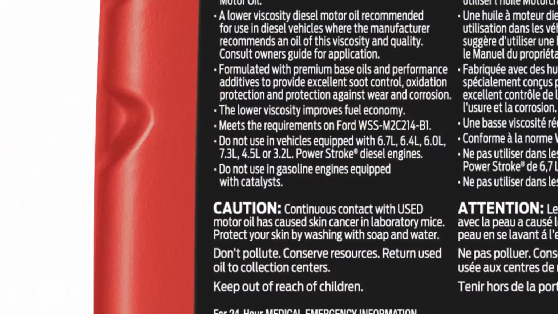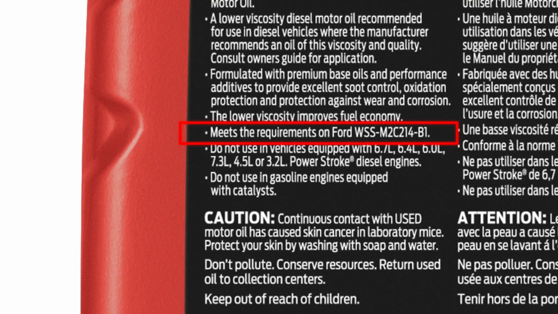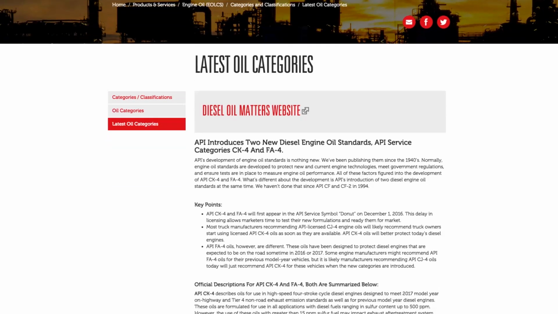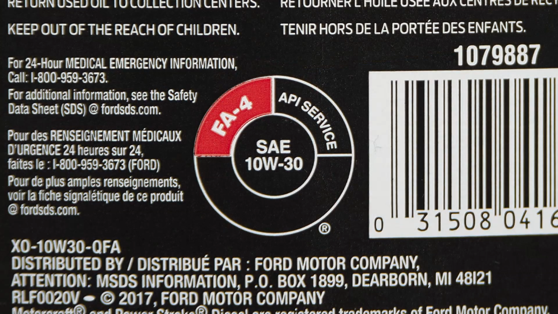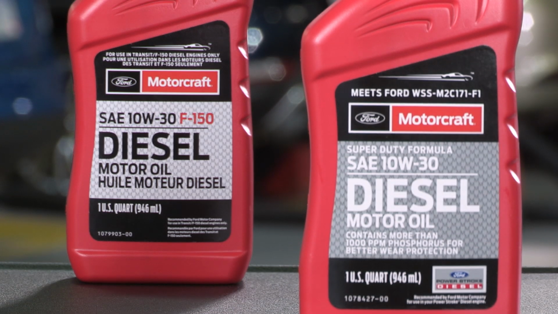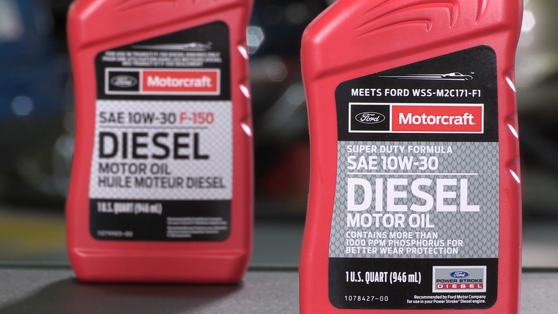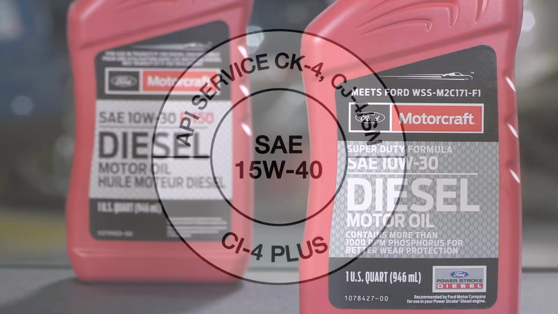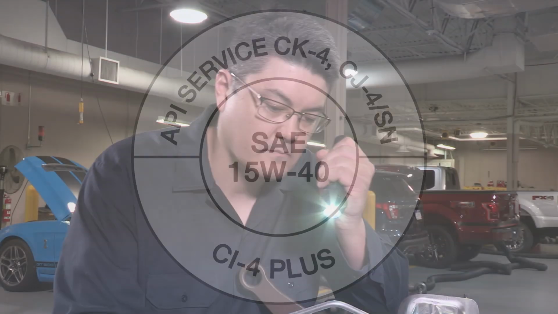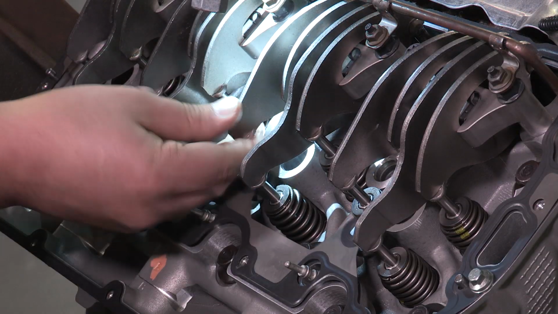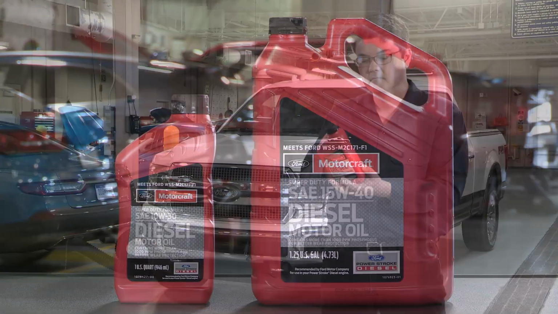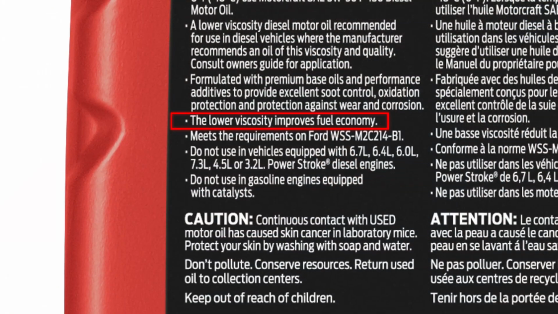It meets Ford's WSS-M2C214-B1 oil specification, which is based on the American Petroleum Institute API FA-4 spec. The F-150 diesel motor oil is a lower viscosity oil than our Motorcraft WSS-M2C171-F1 spec, which aligns with and adds features to the API CK-4 spec. We did a previous Tech Talk post on this spec, and you can find a link to it in the video description below. Here's what we mean by lower viscosity motor oil.